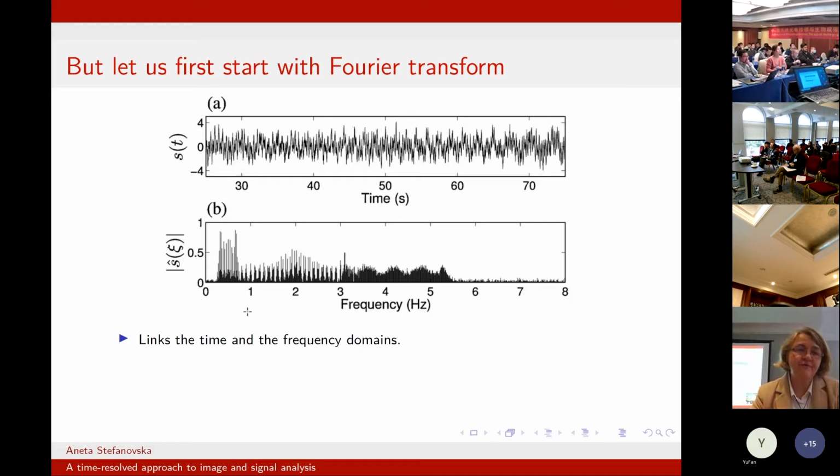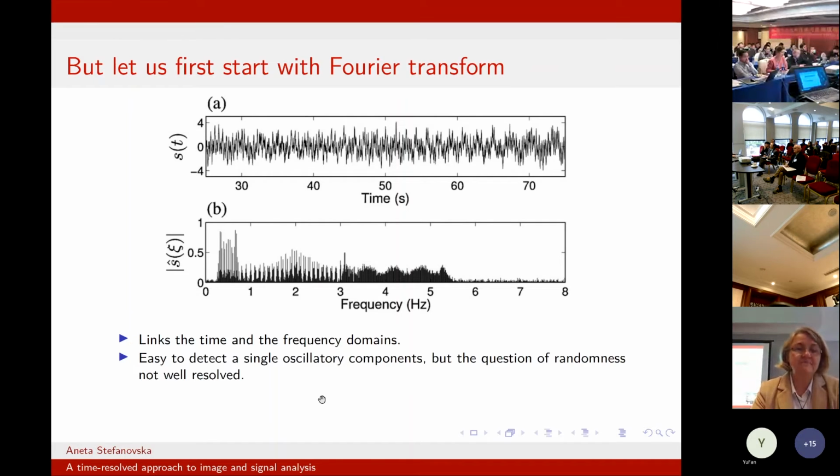If you did a simple Fourier transform, you would have obtained a spectrum which is covered most of it. And this is how we usually classify randomness. So the Fourier transform indeed links the time and frequency domain, but it does not show both at the same time. When we have a Fourier transform, we can detect a single oscillatory component very easily. But the question of randomness is not well resolved. As I said, this kind of signal, if you did, for example, power spectral density analysis, would for sure end up in the basket of random. But I can assure you the signal was generated by a totally deterministic equation.